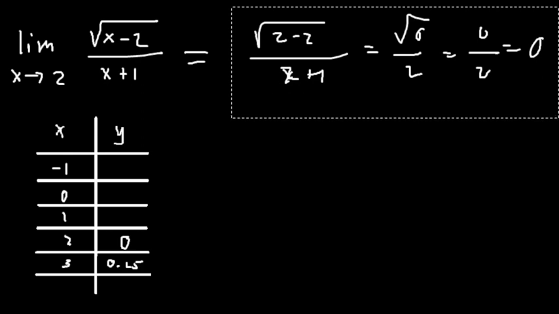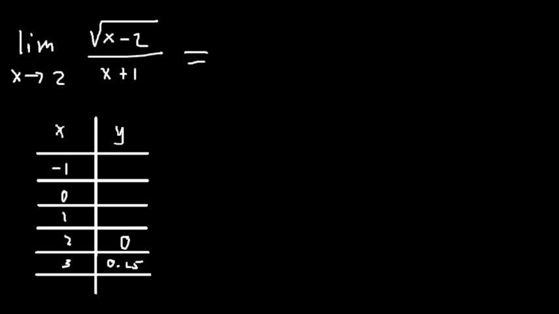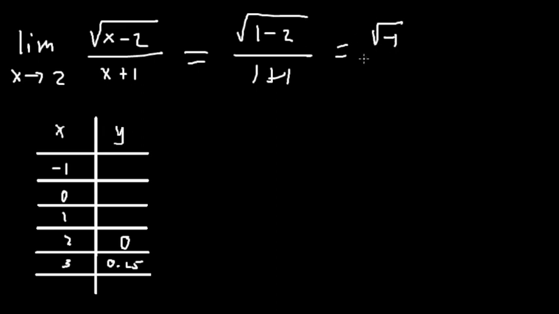Next, let us use 1. So it's going to be the square root of 1 minus 2 over 1 plus 1. So it's the square root of negative 1 over 2, which is, as we know, i over 2. And i is imaginary. It's a complex number, so it doesn't exist. So, lagyan na lang natin DNE.